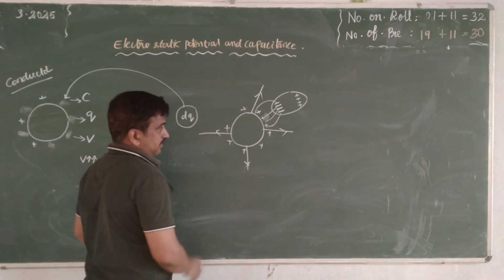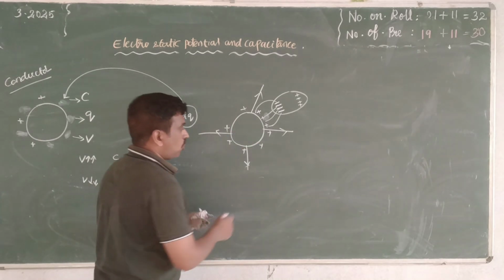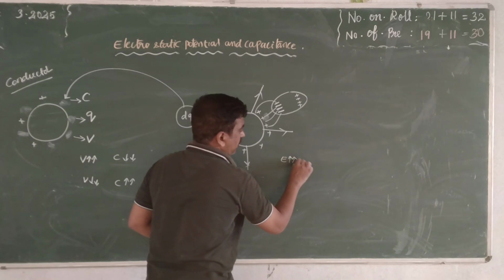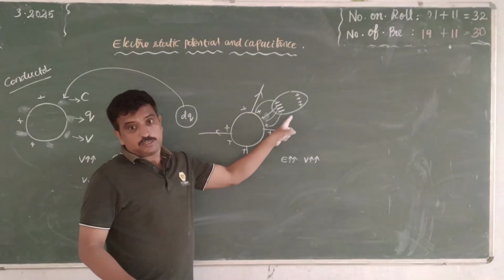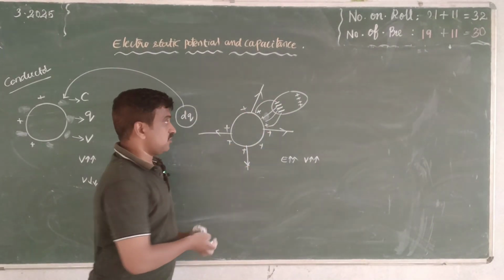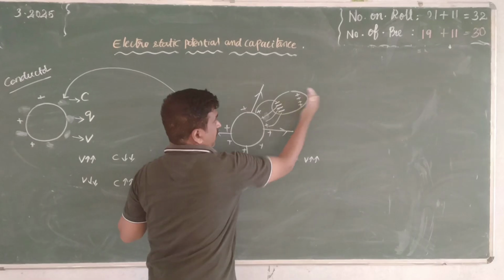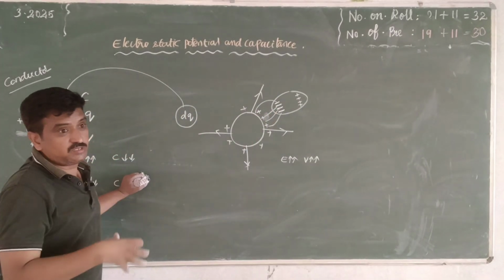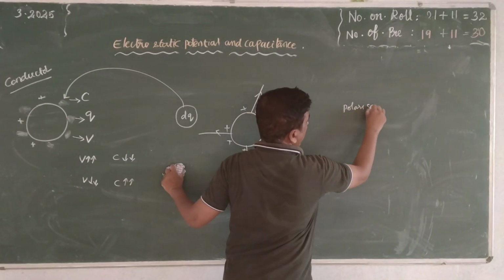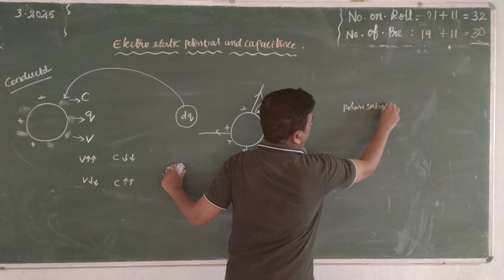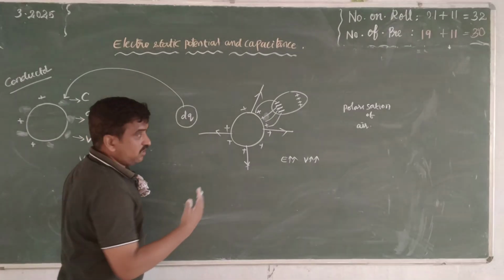Again, listen: this is the conductor, and it has more positive charge. Due to this it has a strong electric field, and the potential is strong. In this case, near this conductor, if air molecules are there, these neutral air molecules will have positive charges on this side and negative charges on this side, which means the charges are polarized. This is polarization of air molecules: negative charges on one side, positive charges on the other side.